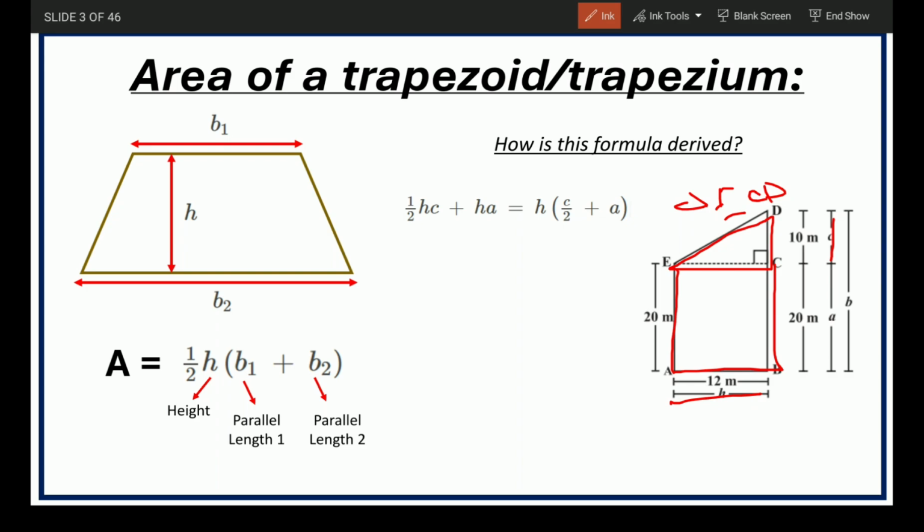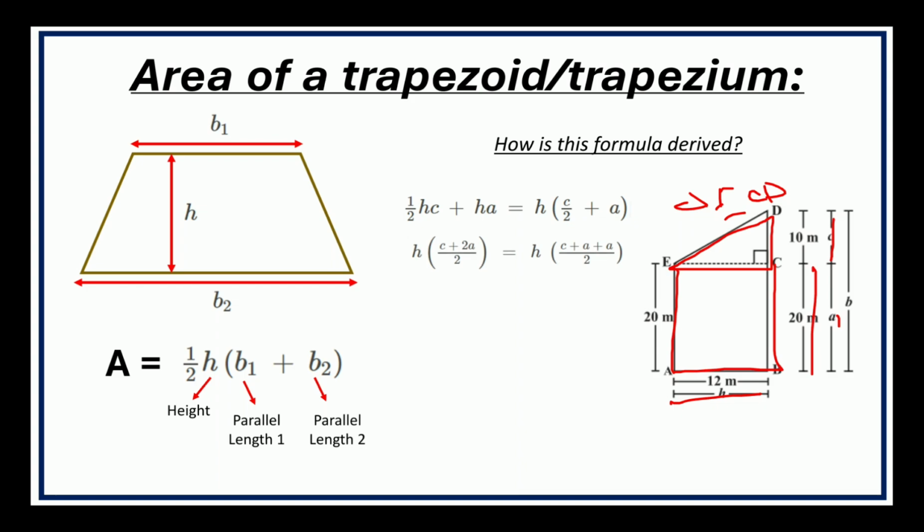Now you can see this length is denoted by a and this length is denoted by h. So 1 by 2 hc, the area of the triangle, plus ha, the area of the rectangle, height into a. Alright, let's now move on to the second step.